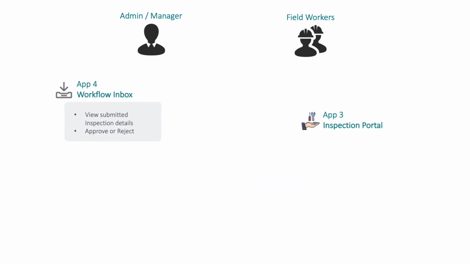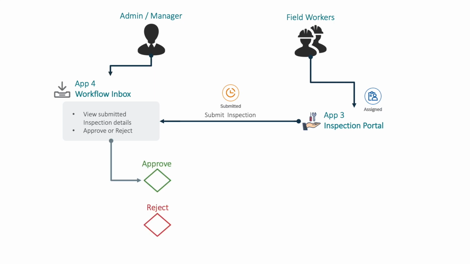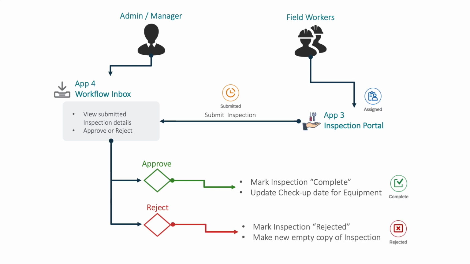So here we can see that overall flow. A field worker will be assigned an inspection within the second application. When completed, it will be submitted. The admin or manager will then have the ability to approve or reject the submission. If it's approved, the inspection will be marked as complete and the checkup date for the equipment will be updated. If it's rejected, then a new inspection will be created and the original inspection will be marked as rejected. A rejected inspection is then returned to the field worker to complete again.